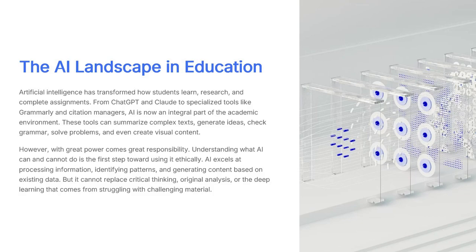These tools can help summarize complex text. They can help you generate ideas. They can check for grammatical errors. They can help you solve problems. Even a calculator was considered AI, right? And they can even create visual content. But with that, there needs to come a sense of responsibility. So understanding in what ways AI can be used and what ways it cannot be used is the first step towards using it ethically.